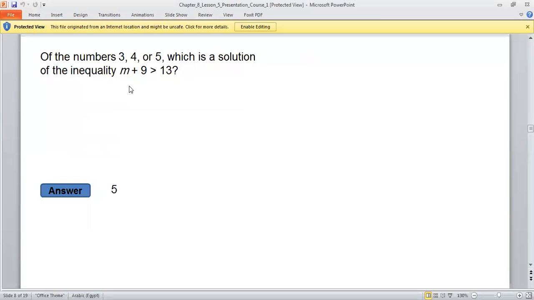Again, what do we do? I will remove m here and put 4. 4 plus 9 equals 13. 13 on the left and 13 on the right, both sides are equal. So this one is not a true statement.